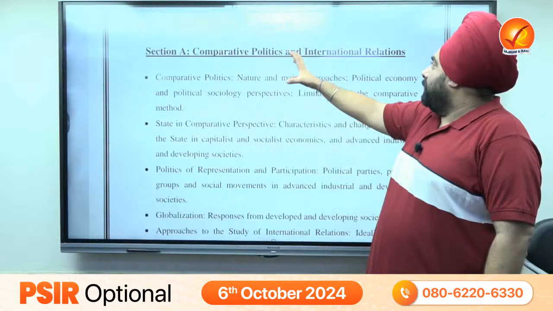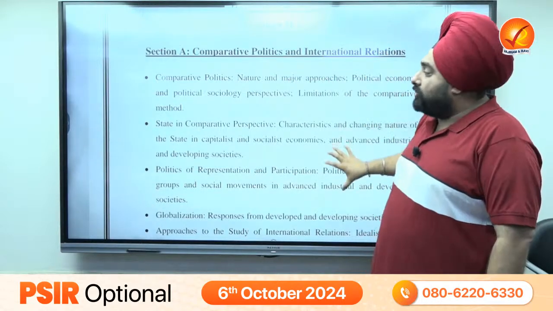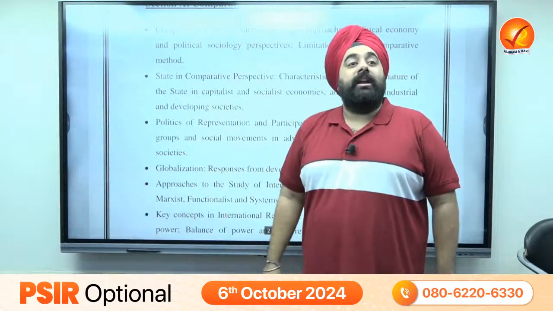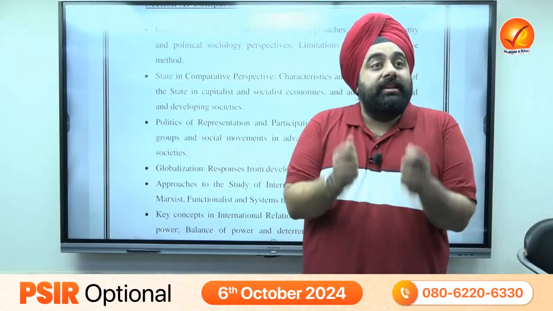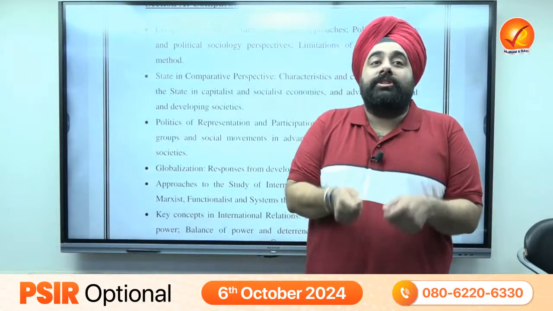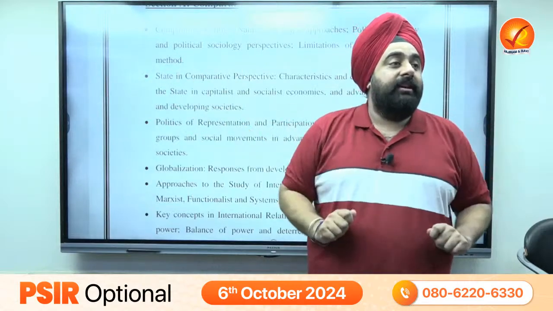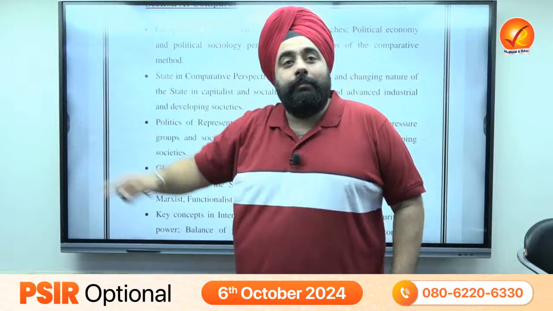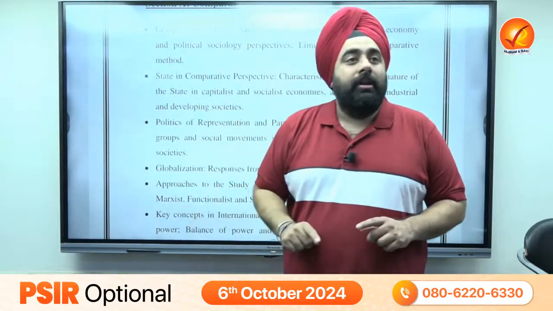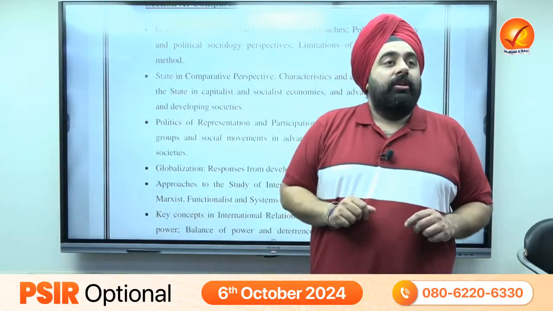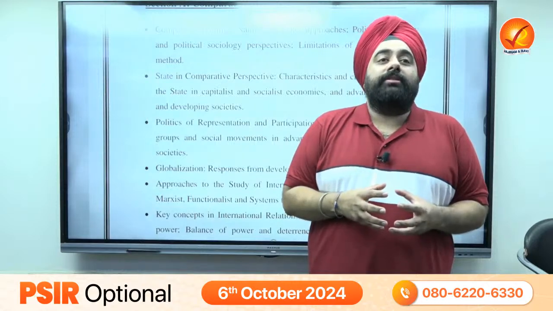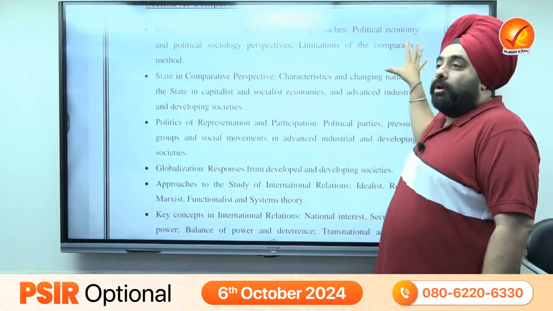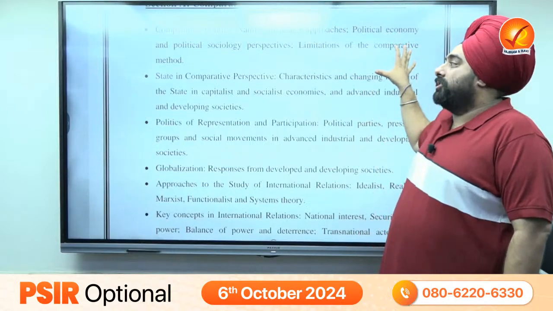Section A is comparative politics and international relations. The first three chapters are related to comparative politics. What is comparative politics? Comparative politics is the science of comparing the political systems of different states, different nations: comparing the Indian political system with the American political system, with the British political system, with other countries. This is called comparative politics, and the first three chapters are related to that. There are different approaches and different theories to do comparative politics, which are mentioned here.